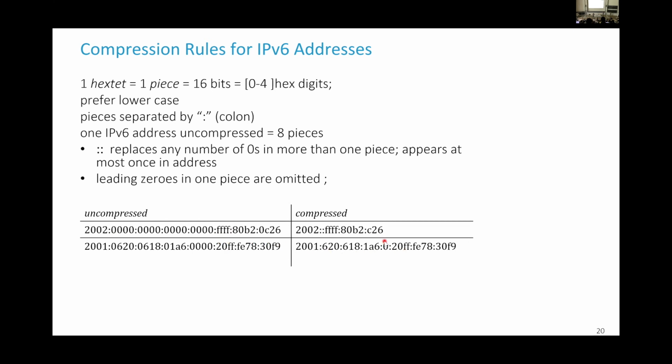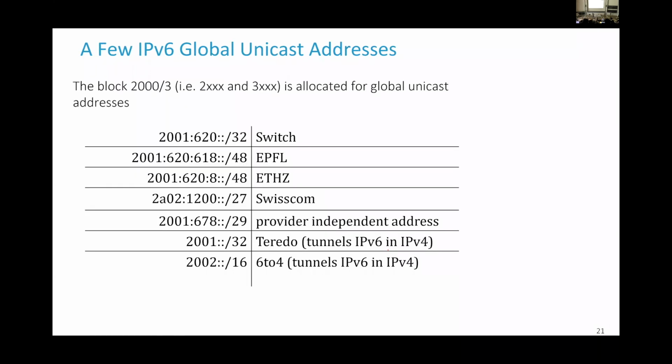Here I could even remove the 0 here and put an empty space between the two columns. That would also work. So you have to be able to read this, not very difficult. For example, when we write prefixes, we will typically use this double column to say as many zeros as you want. And here are some examples of addresses here.